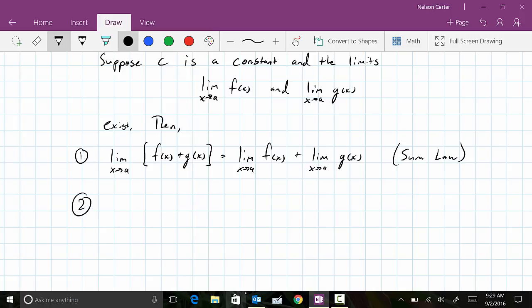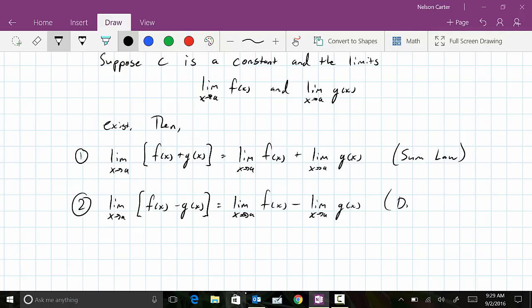The second law that we have says that the limit as x approaches a of f of x minus g of x is equal to the limit as x approaches a of f of x minus the limit as x approaches a of g of x. So again, it turns out that if you're taking the limit of a difference, then what you can really do is figure out what each of those limits are individually and take the difference of those limits. So the limit of a difference is the difference of the limits.